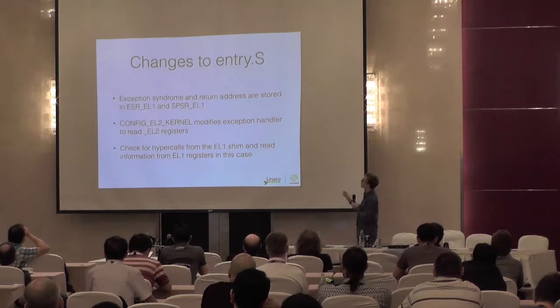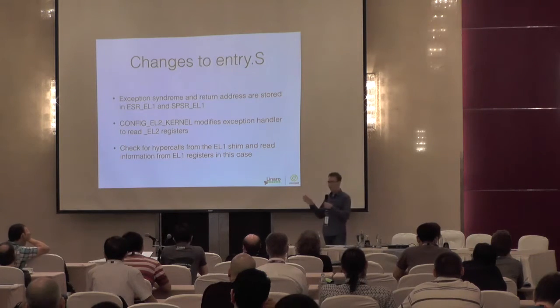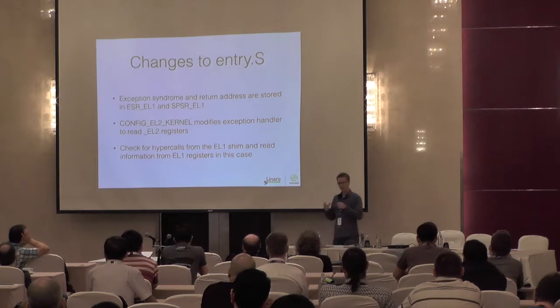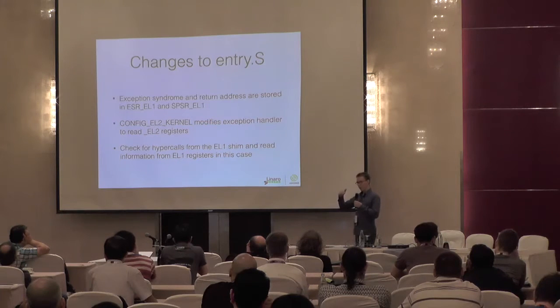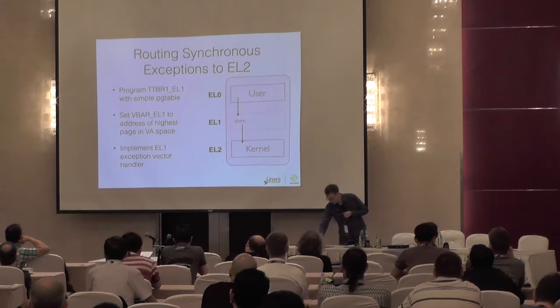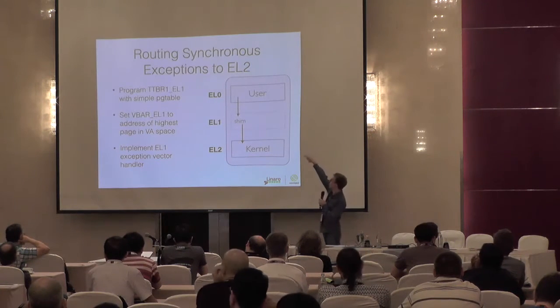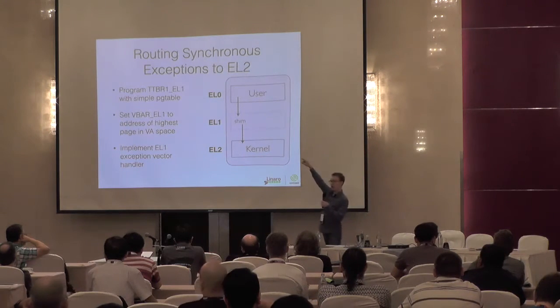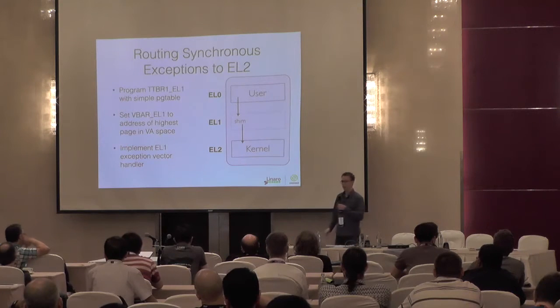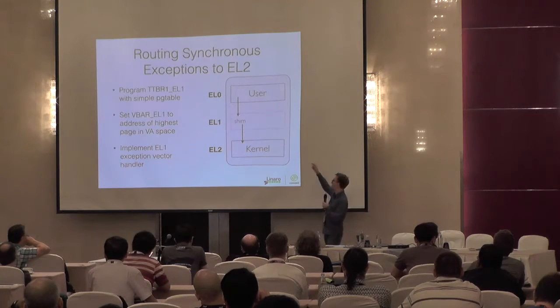So this whole approach is probably the most invasive part to the main ARM64 kernel code. It requires some changes to entry.S. When you enter EL1 from EL0 as a synchronous exception, the information about that exception is going to be stored in EL1 registers. So that is basically your syndrome information and the return address to where the exception occurred from in user space in EL0.